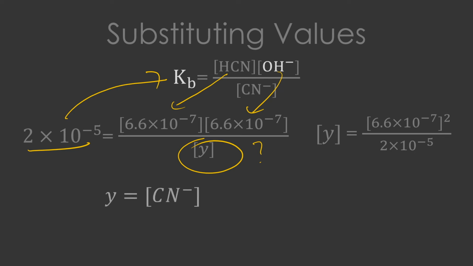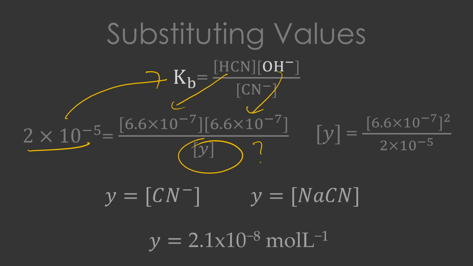So Y also represents the concentration of the cyanide ions, which is also equivalent to the concentration of sodium cyanide that we need in order to produce the same concentration. So Y is equal to 2.1 times 10 to the power of negative 8 moles per liter, which is the concentration of sodium cyanide that we need in 1 liter, because it is per liter here.